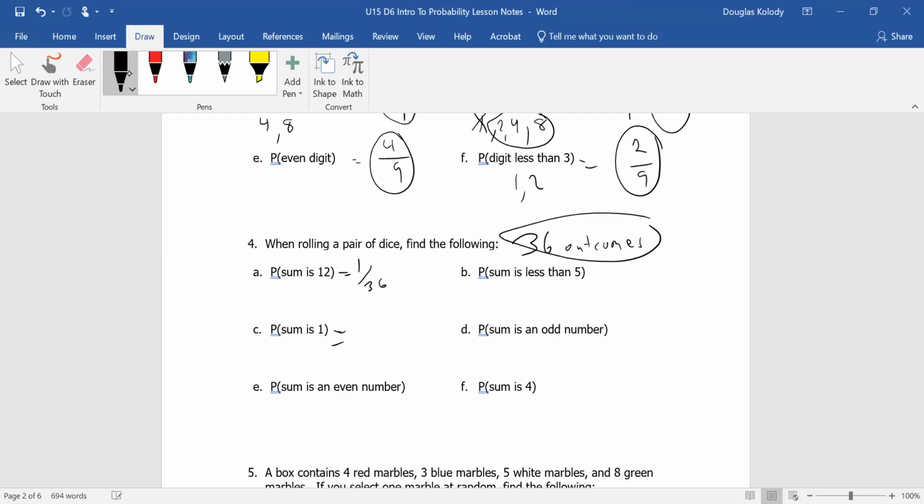What's the probability that the sum is 1? Wait, can I get a sum of 1? Even if I roll 2 dice and it's a 1 and a 1, that's a sum of 2. There's no way to roll a sum of 1.